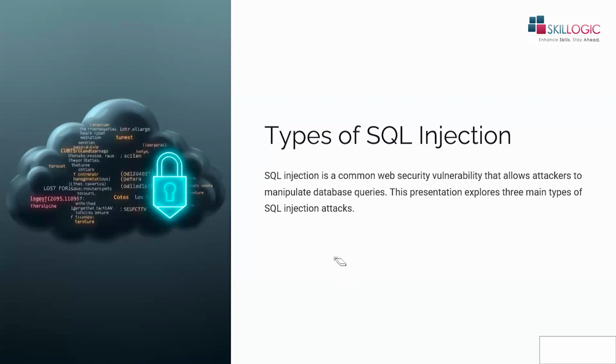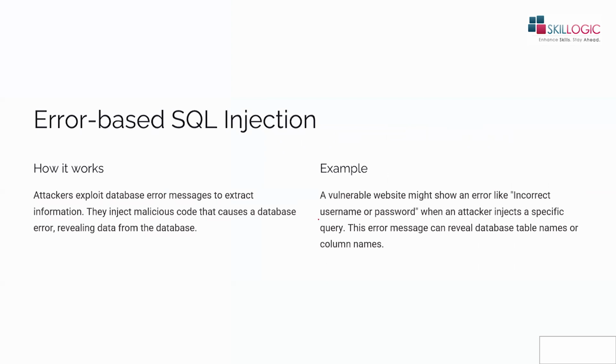SQL injection is a common web security vulnerability that allows attackers to manipulate database queries. We will discuss what SQL injection is, how we can retrieve data from websites, how web applications are vulnerable, and what the countermeasures are. The first one is error-based SQL injection. Except for error-based SQL injection, we have union-based SQL injection and blind SQL injection. These are the other types we have.